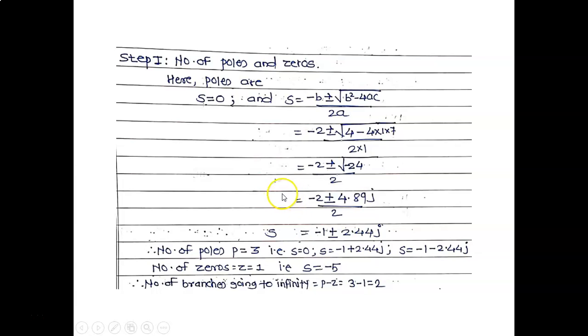Therefore 3 poles are there, that is p is equal to 3, that is s is equal to 0, s is equal to minus 1 plus 2.44j, and s is equal to minus 1 minus 2.44j. And number of zeros, z is equal to 1, that is s is equal to minus 5. Therefore number of branches going to infinity, n is equal to p minus z, which is equal to 3 minus 1 is equal to 2.